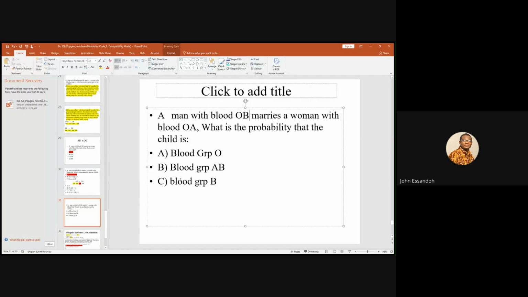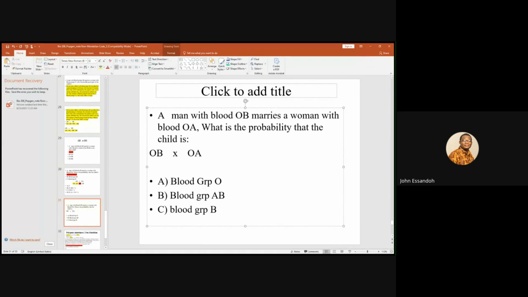All right, Safini. Okay, so let's see the first question. So here, the man is what? The man is OB, marries a woman who is OA. So let's see the possible children. We can get OO, OA, OB, and AB. All right, great.